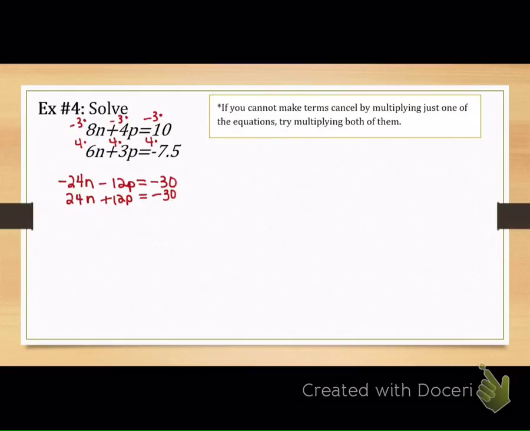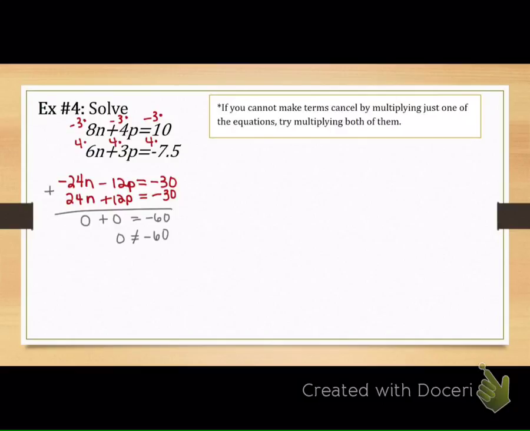Okay, so we can add them together. Negative 24 plus 24 is? 0. Negative 12 plus 12 is? 0. Negative 30 plus negative 30 is? Negative 60. Does 0 equal negative 60? No. What do you write?